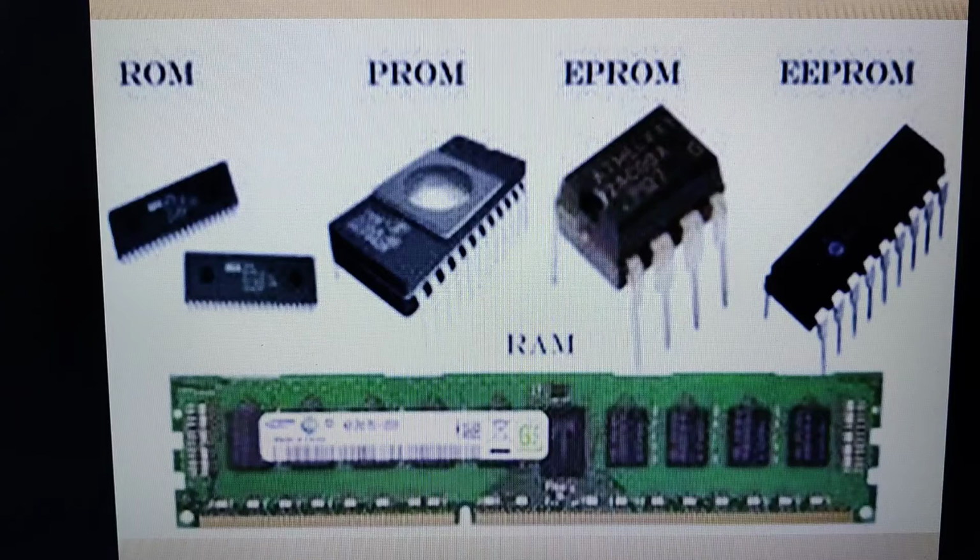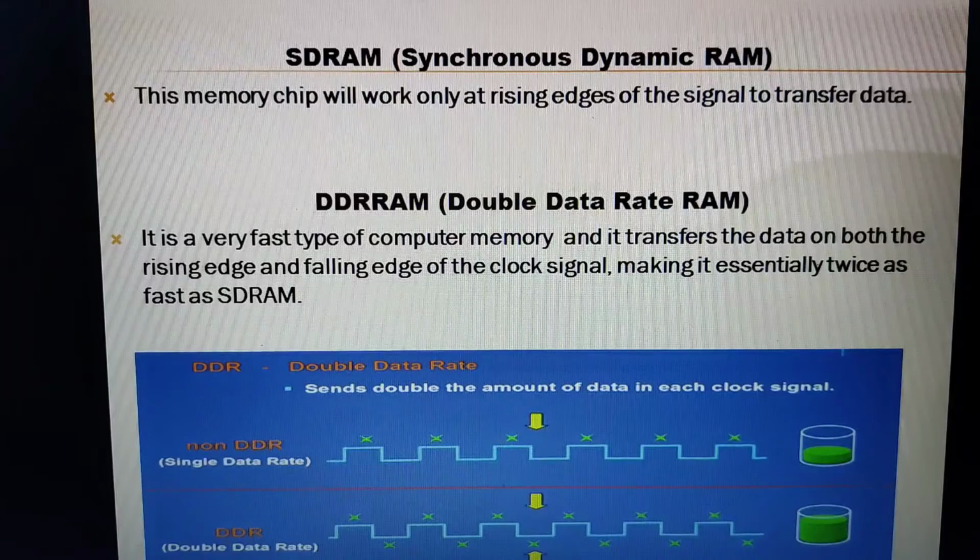Whereas static memory is made up of transistors and latching circuitry, and it doesn't require any continuous refreshing. Apart from that, we have seen the SDRAM, that is synchronous dynamic random access memory. Herein the SDRAM and the DDR-RAM are associated with a clock signal present on the motherboard. The SDRAM will transfer the data only at the rising edge of this clock signal, whereas the double data rate RAM will transfer its data both at the rising edge as well as the falling edge.